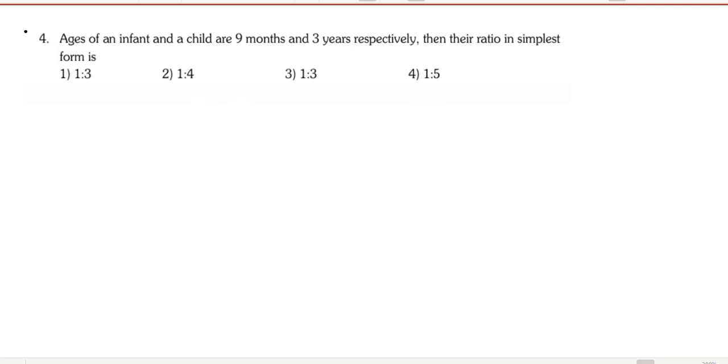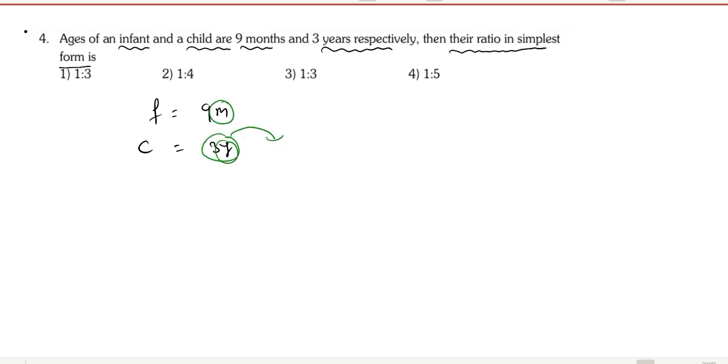Now let us go with the fourth one. The ages of an infant and a child are 9 months and 3 years respectively. Then find the ratio in the simplest form. Here we are given the ages of the infant and the child. The infant's age is 9 months and the child's age is 3 years. As we know, a ratio can be compared between two quantities which are in the same units. As one is in months and the other is in years, we need to convert these 3 years into months.